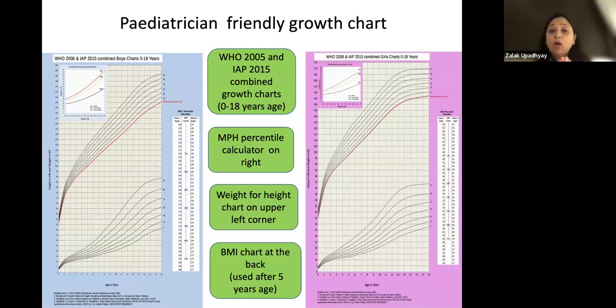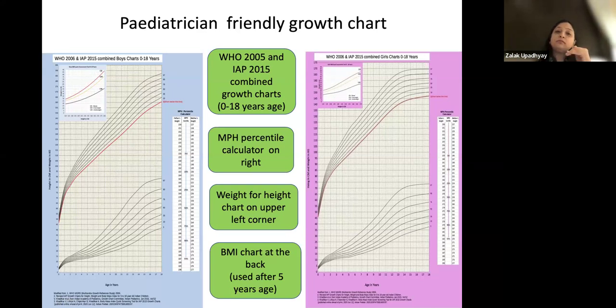So what do we have here? Here in the corner, both the sides, we have weight for height. Like we had from 0 to 5, we have weight for height, so that we very well know whether the child is overweight or obese. We don't have to calculate BMI. So this becomes very easy.